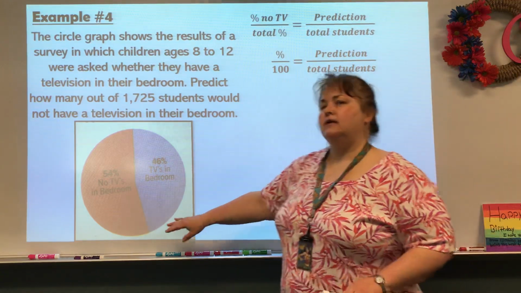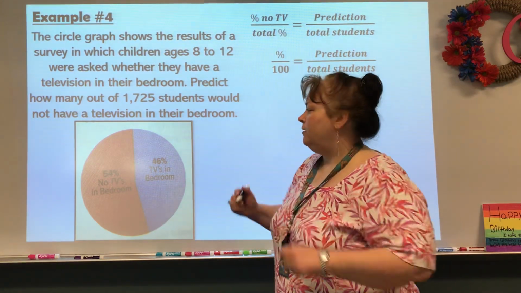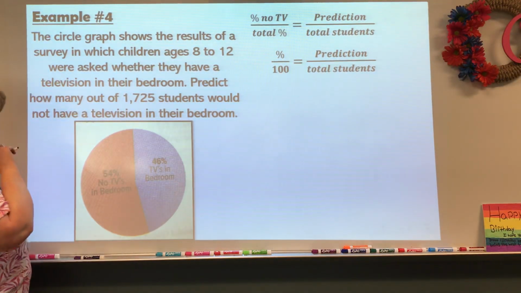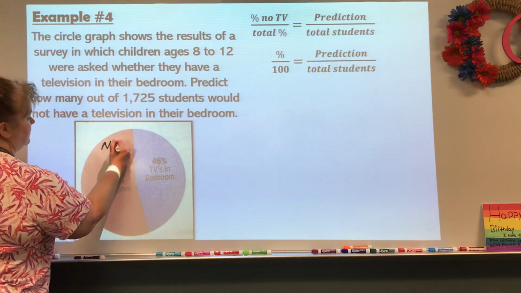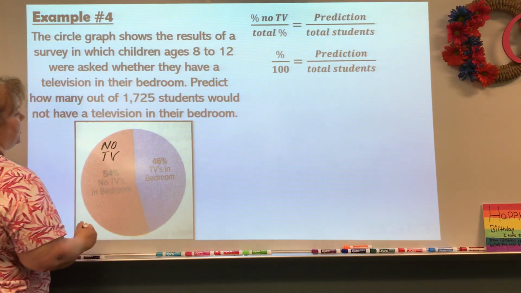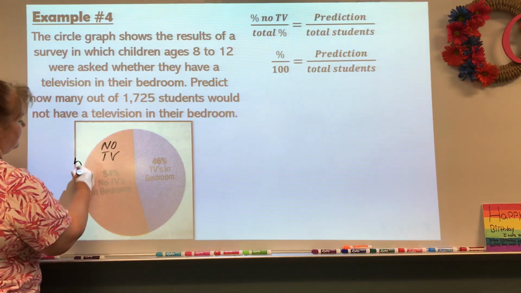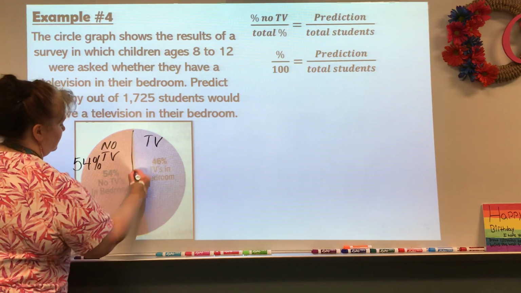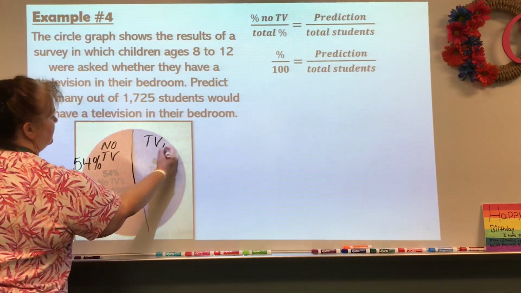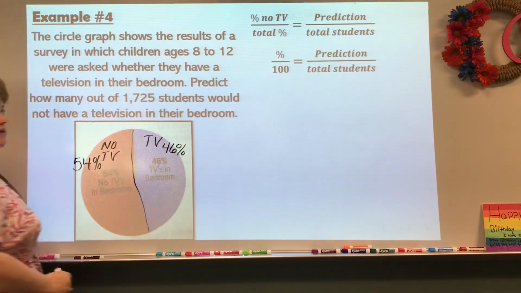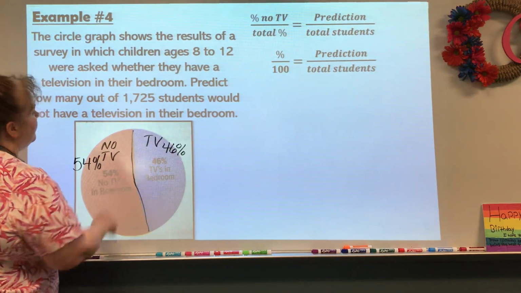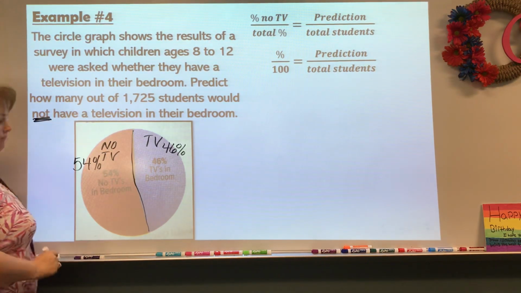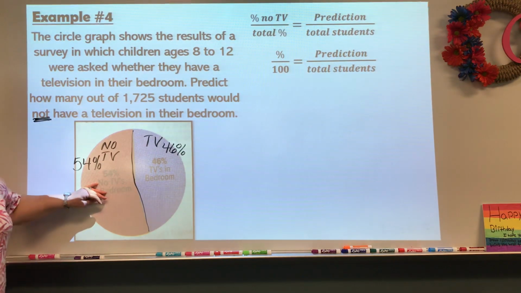So my chart might be a little difficult to read here, but this side is the side that's no TV. No TV. Okay? And that number is 54%. This other side with the TV is 46%. Okay? That might be kind of hard to see on the video here. So we're looking at how many would not have a TV. So we're going to use the 54%.